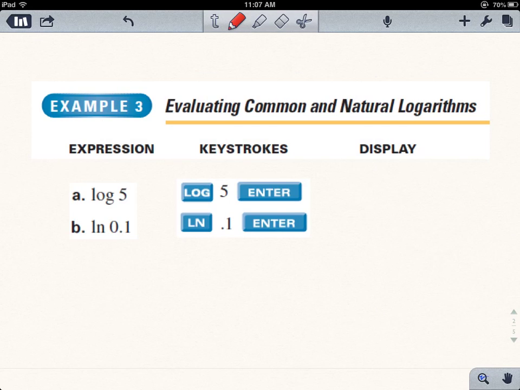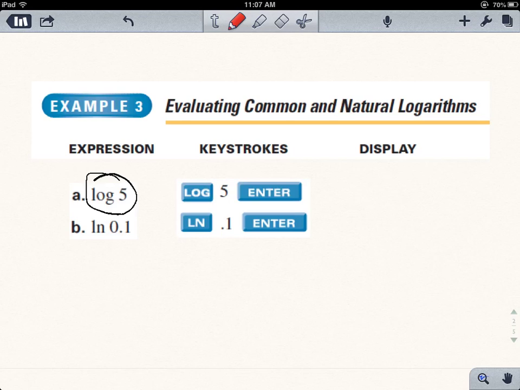Okay, here we're doing some stuff with calculators. Our expression is log of 5, and notice there is no base here. Anytime there's no base, we assume base 10. Why base 10? Well, hold your hands out. Look at your fingers, wiggle them. How many of those are there?